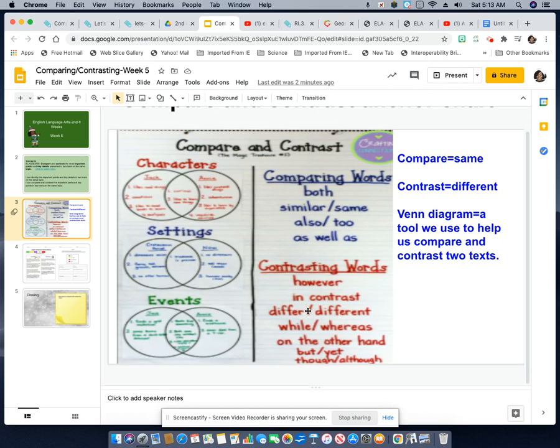A Venn diagram is a tool that we use to help us compare and contrast two different texts. It is two overlapping circles. In the middle is where we would compare, writing what the two texts have in common. And then on the outside of each overlapping circle, this is where we would write how each text is different from the other.